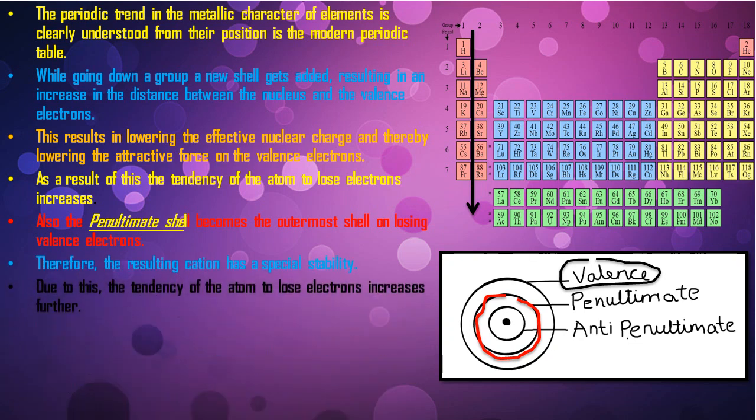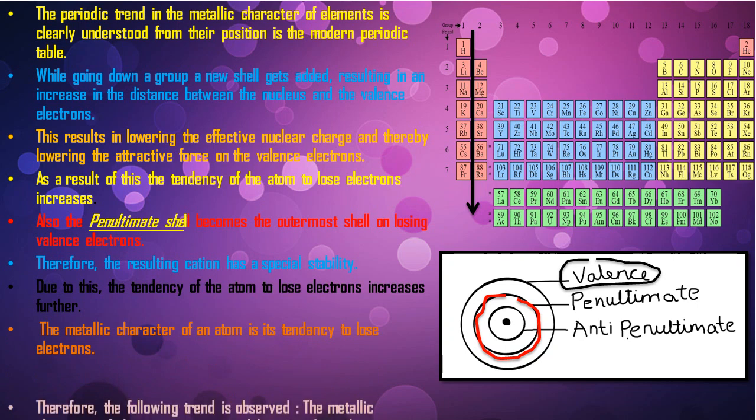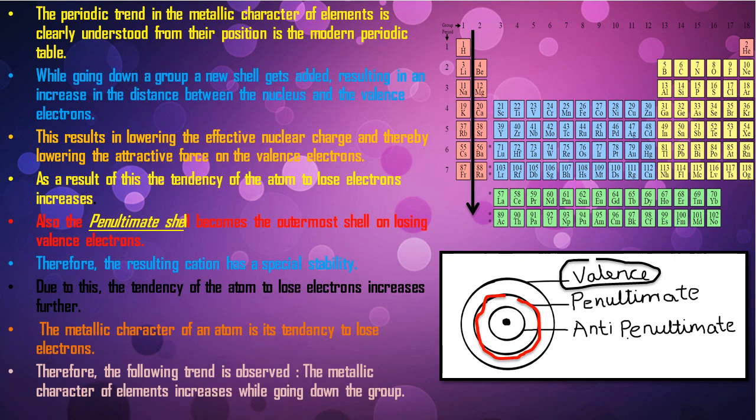All right, and next, the resulting cation's penultimate shell is a complete octet, and therefore the resulting cation has a special stability. That means its octet is complete, and due to this the tendency of the atom to lose electrons increases further. The metallic character of an atom is its tendency to lose electrons, and therefore the characteristic trend is obtained: the metallic character of an element increases while going down a group.